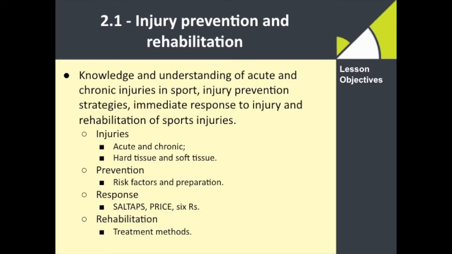Right, in this next unit, we're going to be looking at injury prevention and the rehabilitation from injury. We need to know about different types of injuries, about 10 in total. We need to define them as either acute or chronic, and either hard tissue or soft tissue, and we'll come on to that later on, with explaining what they are.